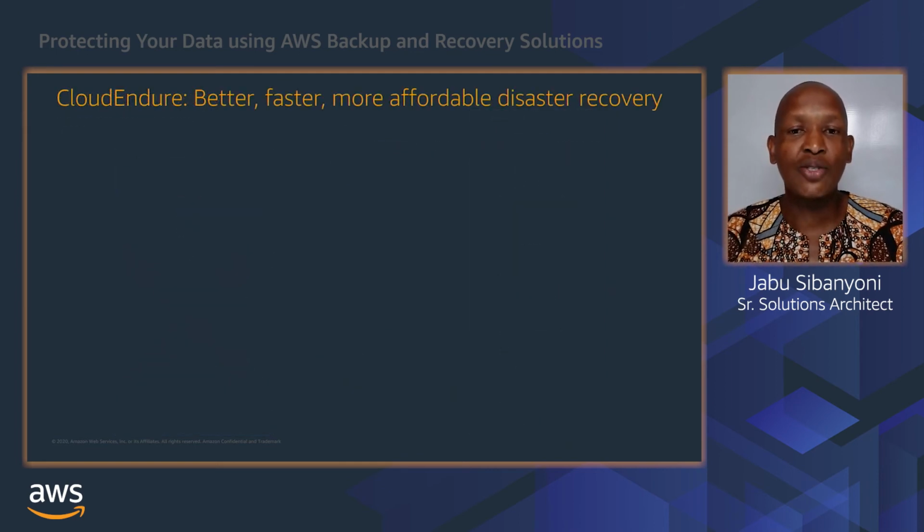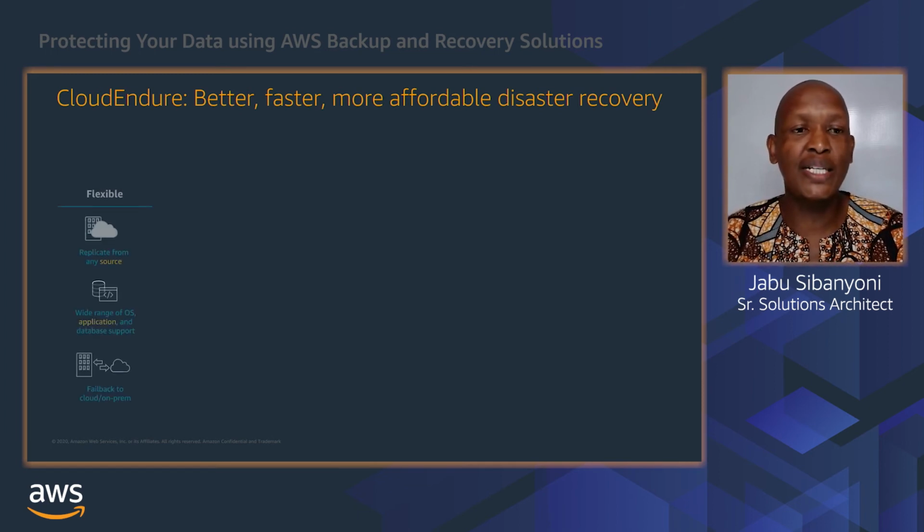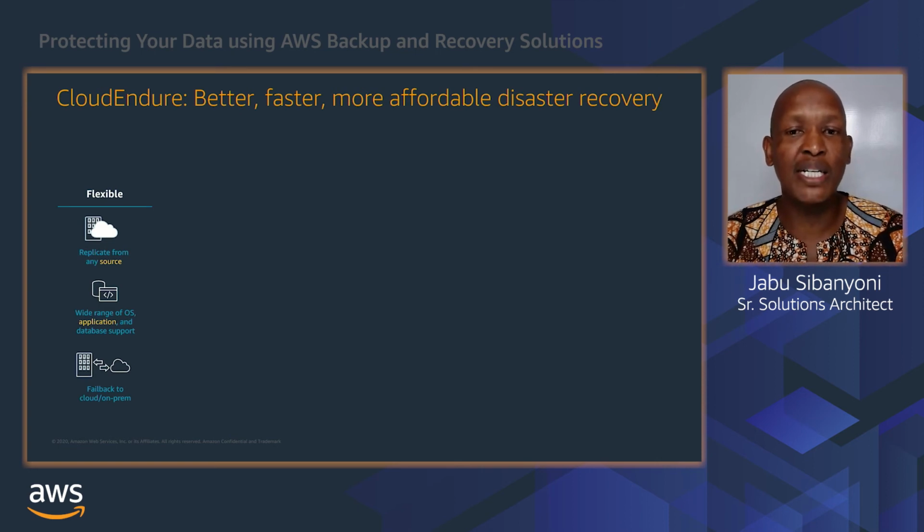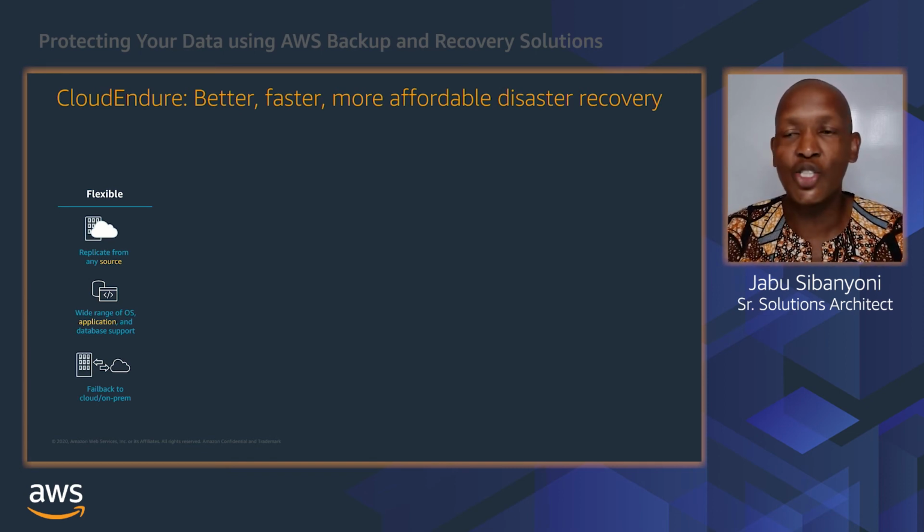So now let's also look at a service that can enable you to really replicate your data in a much more flexible way into AWS environments. So we provide a service called CloudEndure. CloudEndure allows you to replicate your data from any source, providing you with a wide range of options of operating systems that you can use to replicate your applications or your databases into AWS environment.